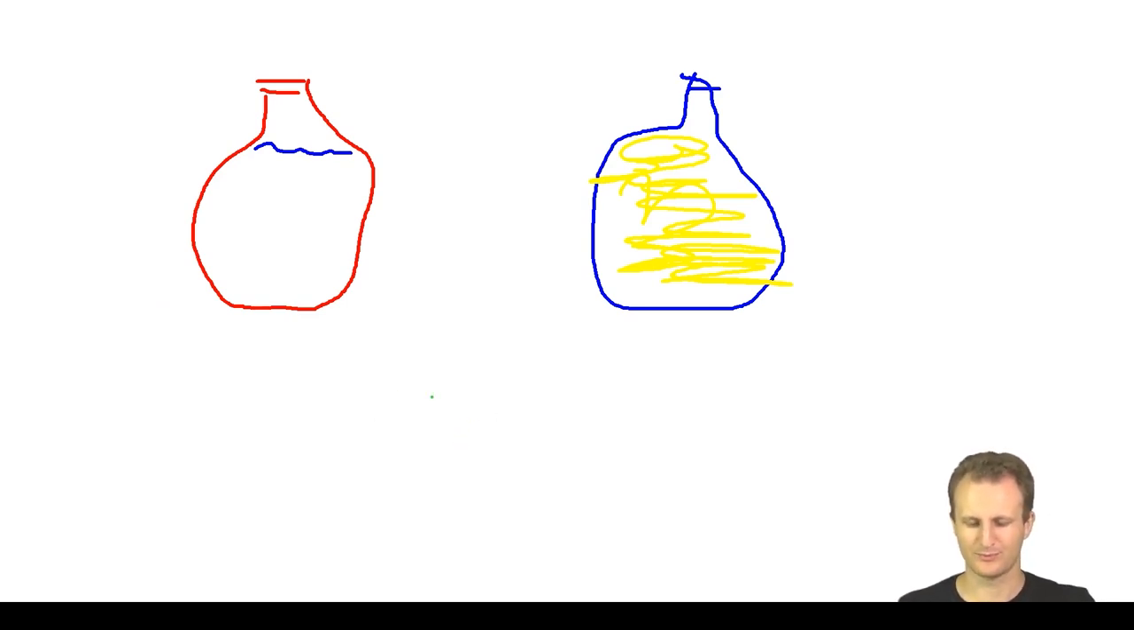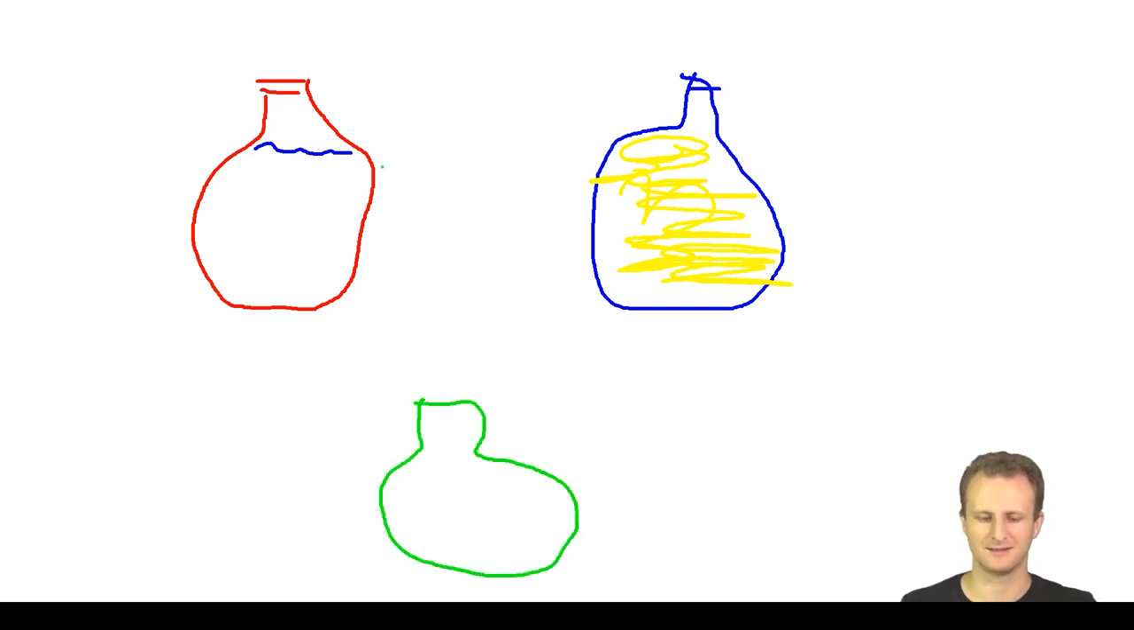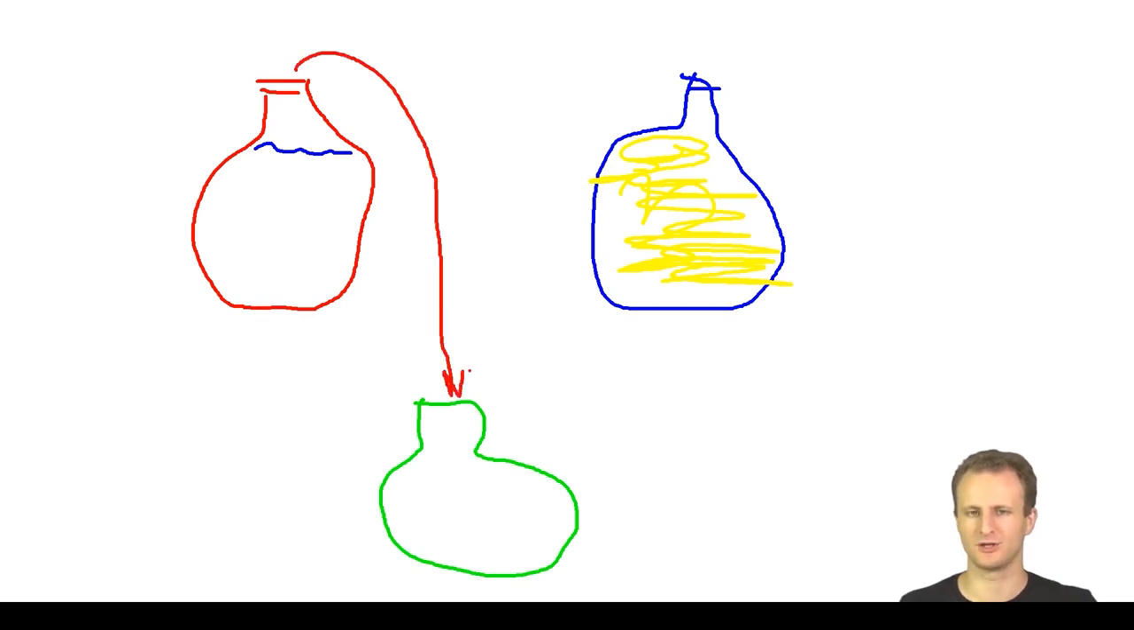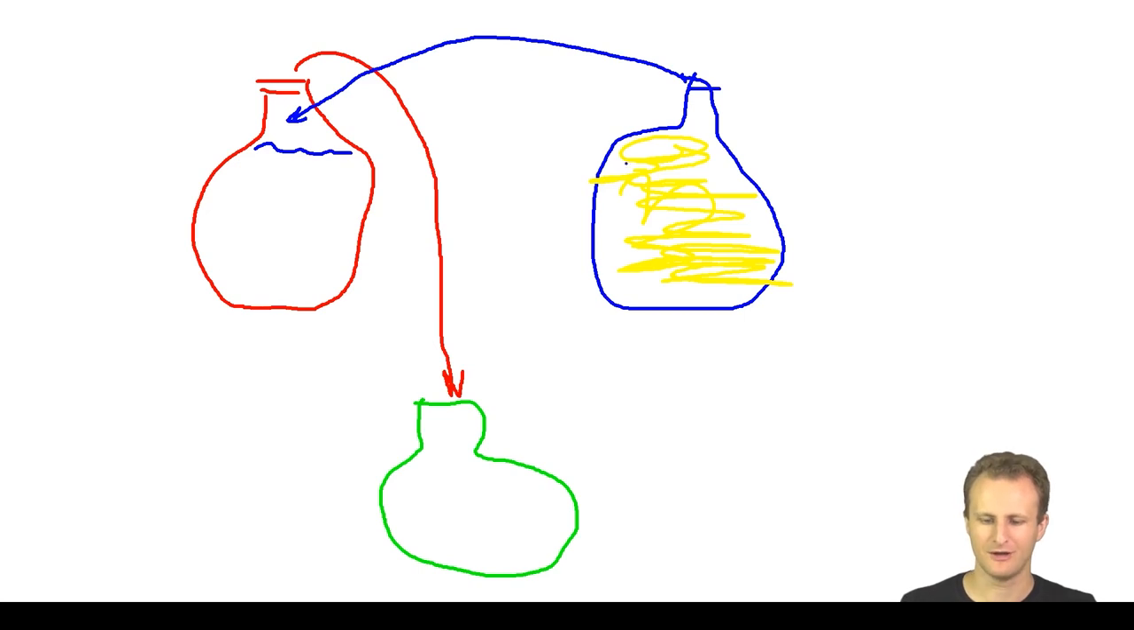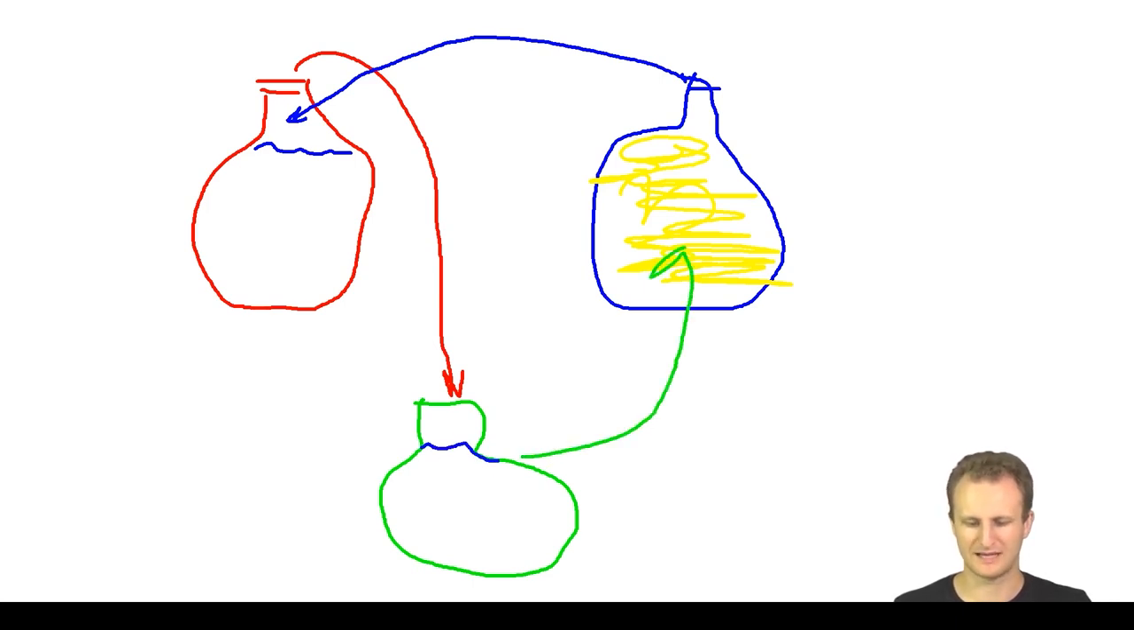So grab, let's say, this bottle over here, which is empty, it doesn't contain anything, and move the contents of the water bottle into the green bottle, then move the blue bottle's contents into the red bottle. So the previous water bottle's contents are now filled with the yellow of the tea. And now this green bottle, which got the red bottle's water, needs to be moved inside the blue bottle.